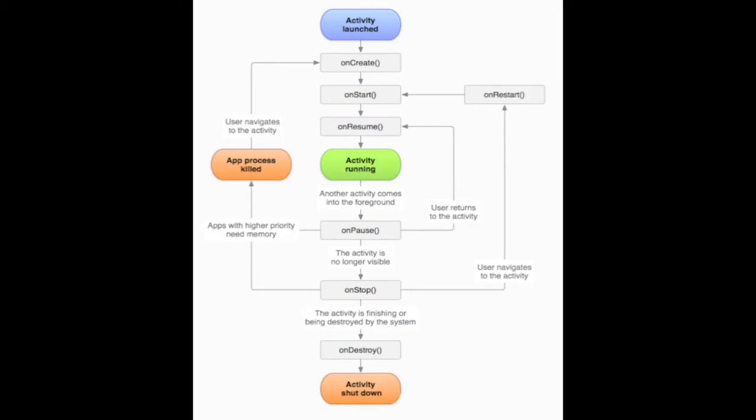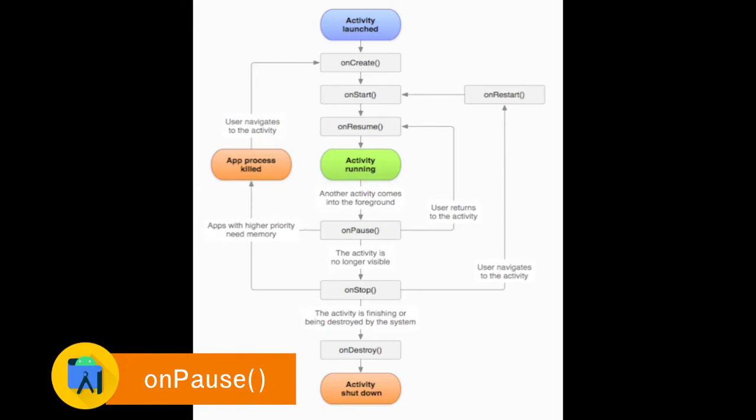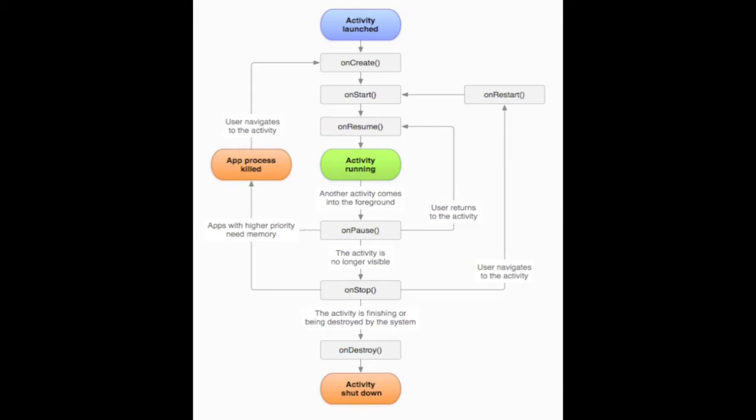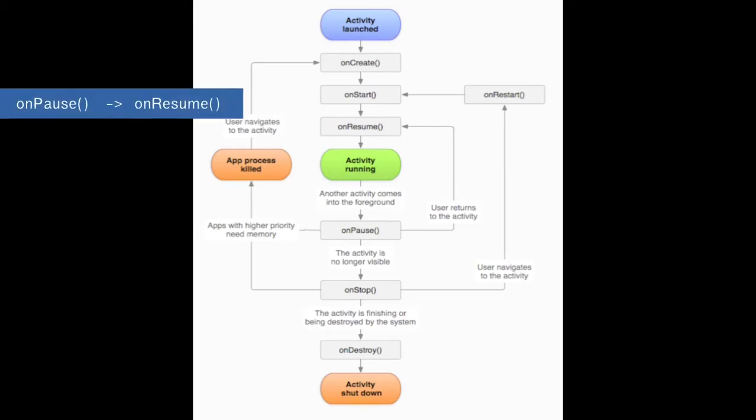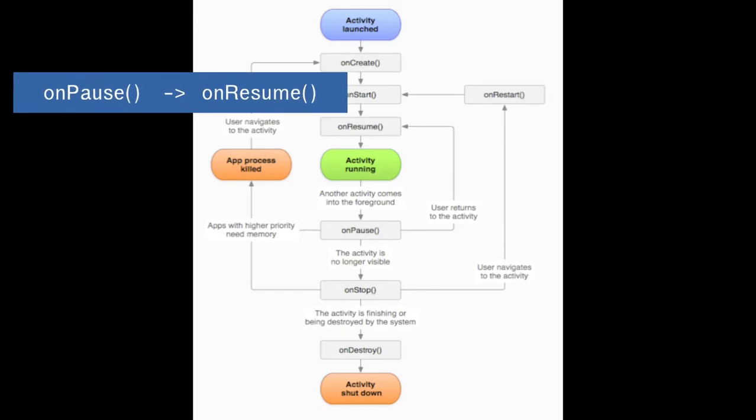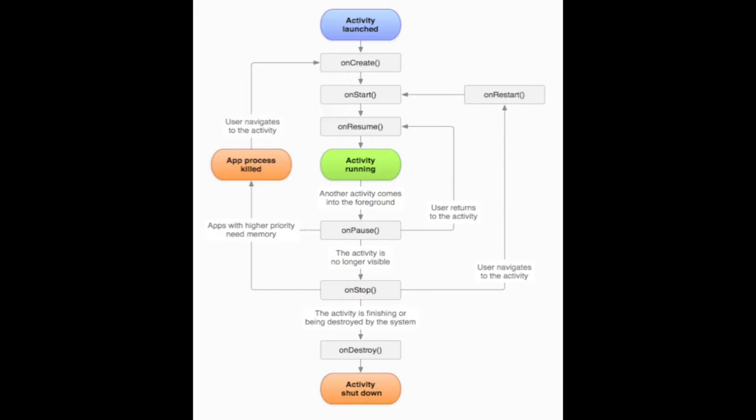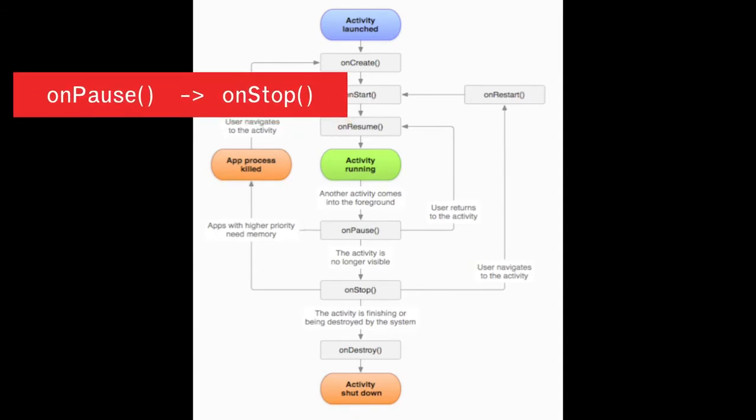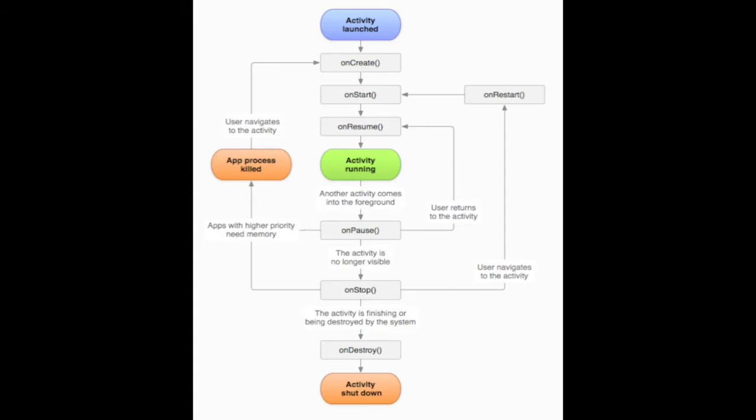Whenever another activity comes into the foreground, first of all the onPause method is called, indicating that this activity will be closed. In this lifecycle state, the UI will be shown, but the user cannot interact with it. From this state, if the user decides to go back to the activity, then onResume will be called. If the user does not return, then onStop will be called. Then the activity is no longer visible to the user.